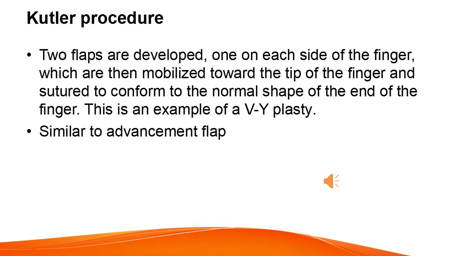Kutler procedure. 2 flaps are developed, one on each side of the finger, which are then mobilized toward the tip of the finger and sutured to conform to the normal shape of the end of the finger. This is an example of a VY plasty. Similar to advancement flap.